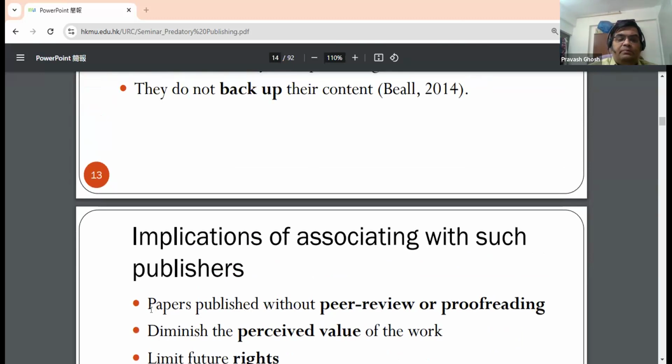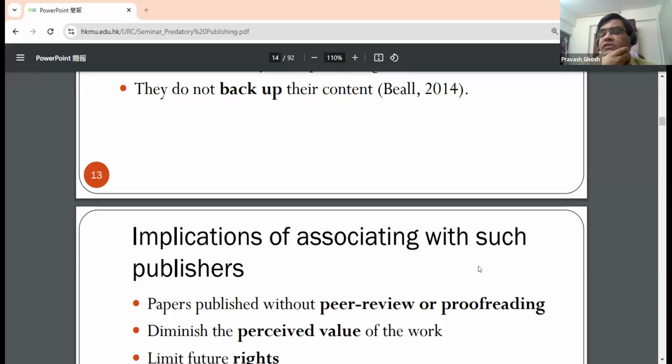Now, what are the implications of associating with such publishers? What happens? Papers are published without peer review. No peer review, no proofreading, no formatting, nothing. They will only say that yes, it has been peer reviewed, and after 15 days, taking the money, they will publish in their journal.